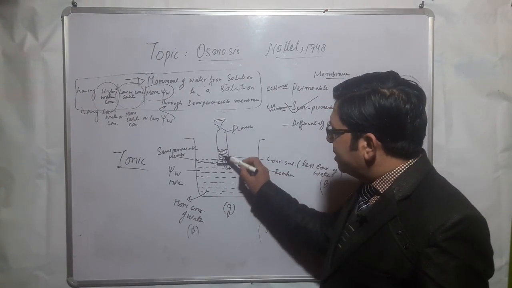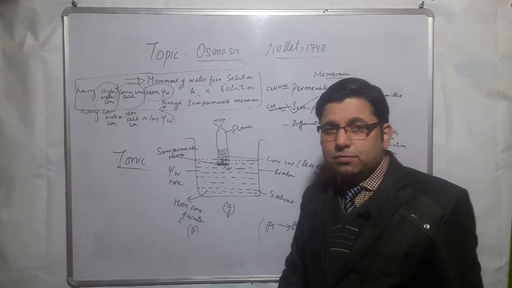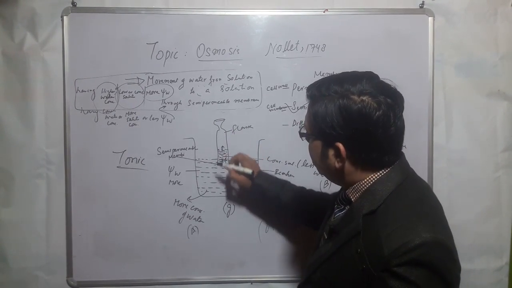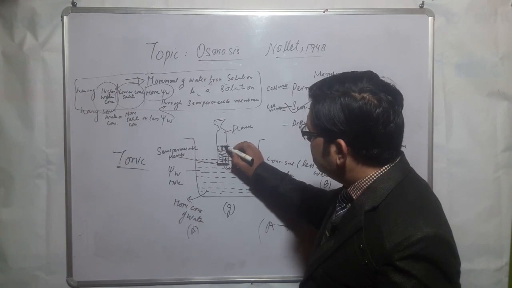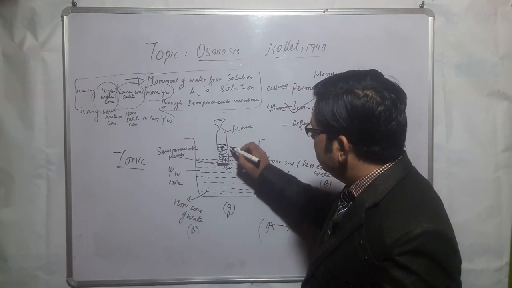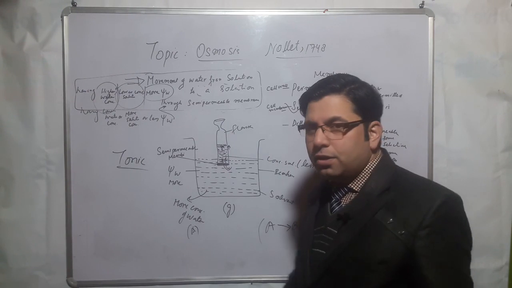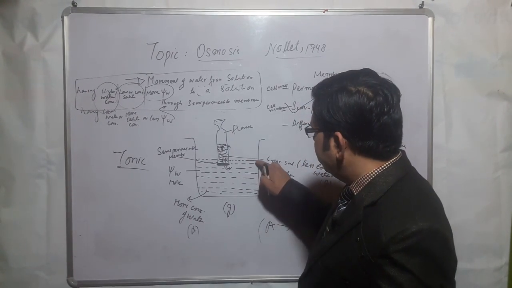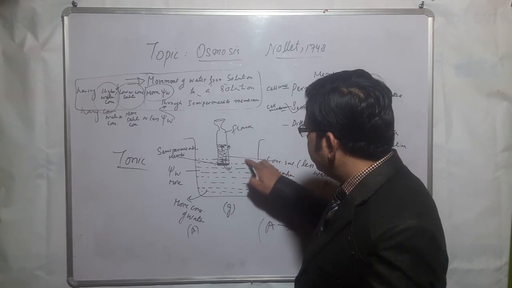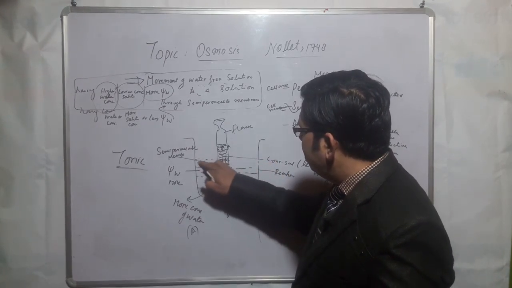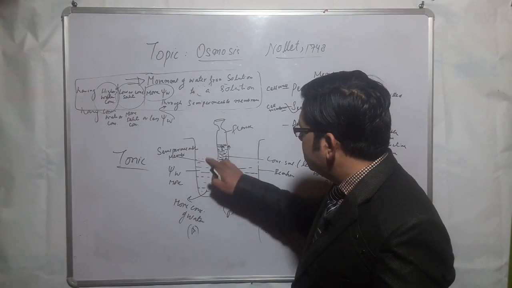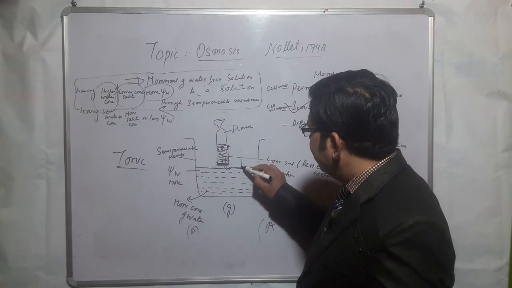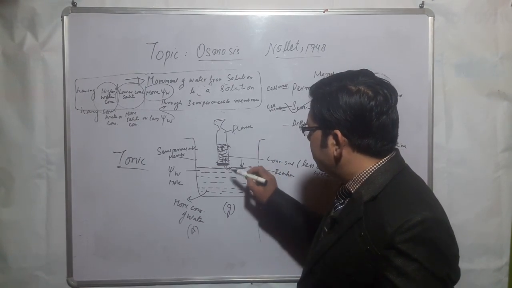Now when water moves inside this flask, what will happen? It will increase in level. This level will reach to this point or this point. So there is an increase in the level of this solution, but outside, the level will go on decreasing. Water will reach here, so there is a decrease in level outside and an increase in level inside.